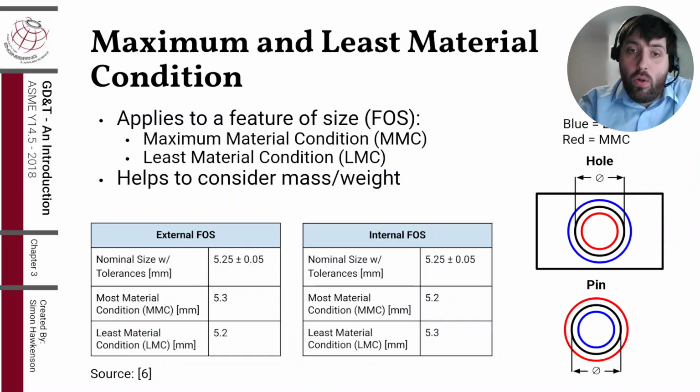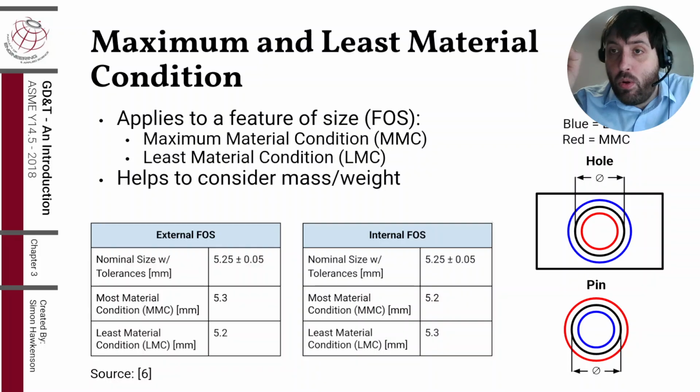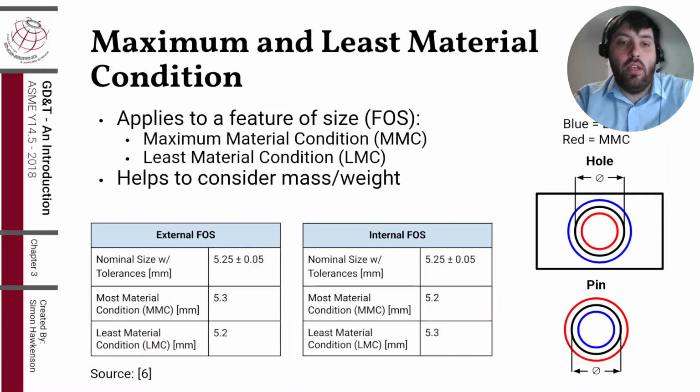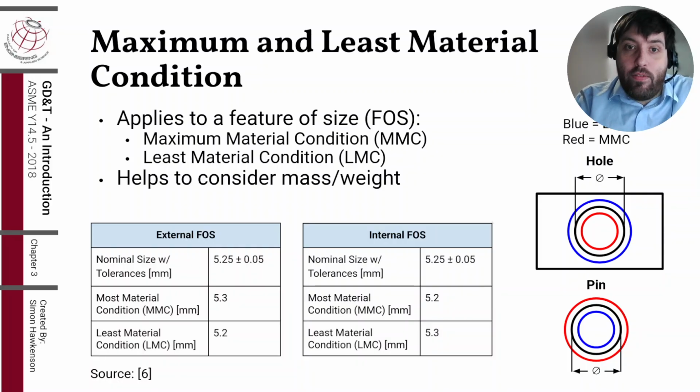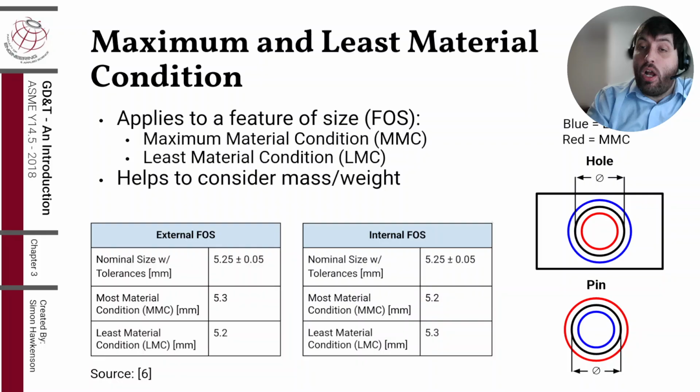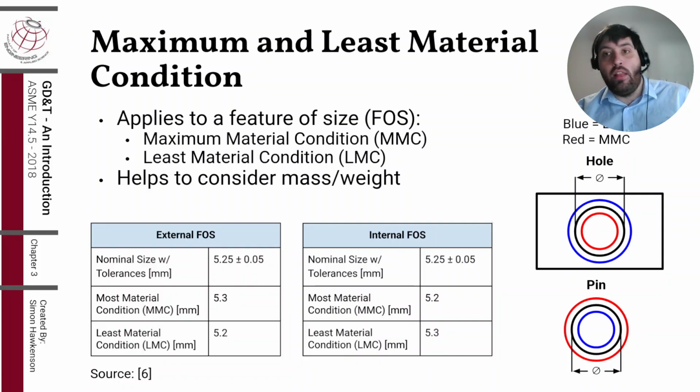So in the case of a hole, a smaller hole or a smaller diameter will cause the part to weigh more than a bigger hole would. You would remove less material with the drill bit, so more material would remain on the part. And it's the opposite for a pin or for an external feature. The smallest diameter would actually cause the part to weigh the least. So for an external feature to be at MMC, it would be at its largest diameter or its upper limit. And you can think about if you have a cylindrical feature on a lathe, the largest diameter is the one where you remove the least material.